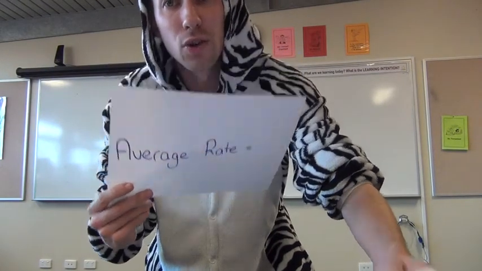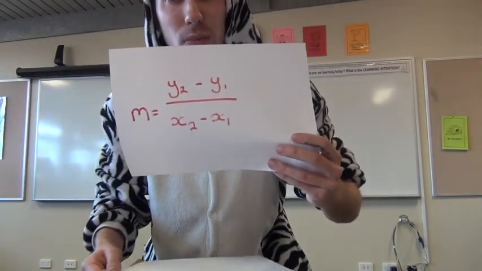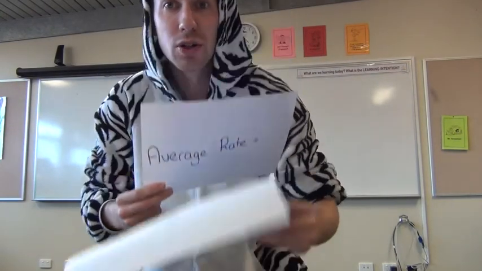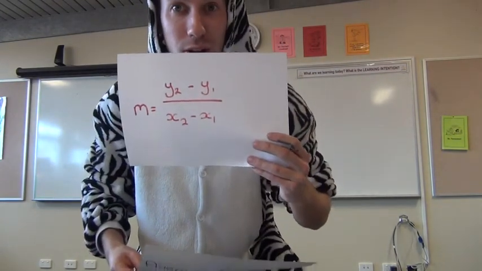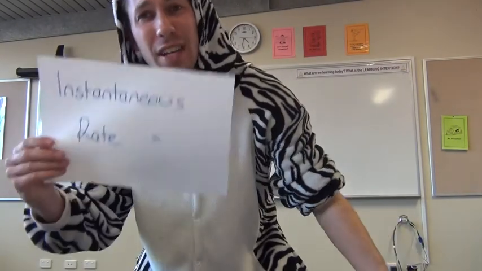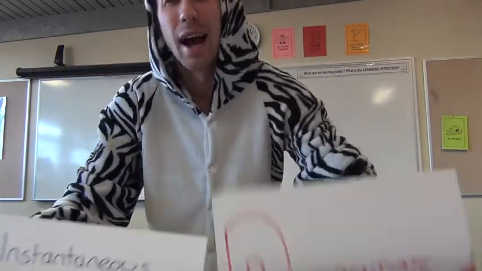And then there's one more thing: if it says find the average rate, you need to find y2 minus y1 over x2 minus x1. Let's try and put that in a rap. Find the average rate, you need y2 minus y1 over x2 minus x1. It doesn't have the same ring, but just remember, if it says find the instant rate, you need to differentiate, and the average rate is the other one. So let's get stuck into the very first worked example. Let's go.